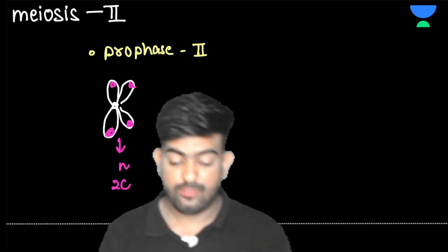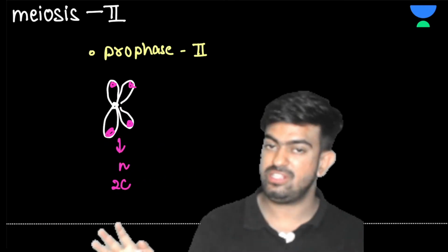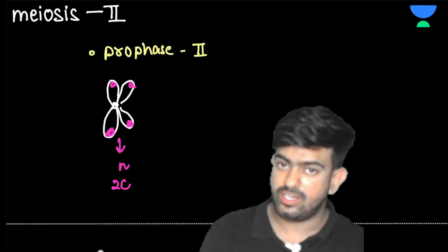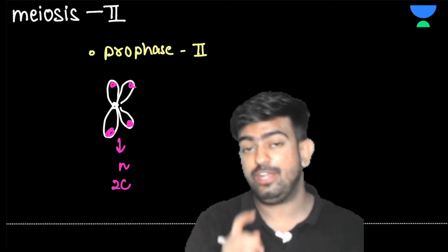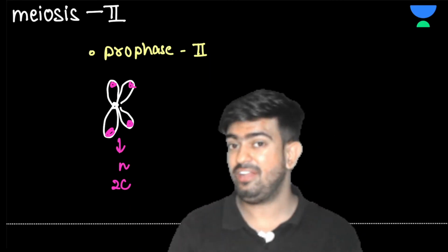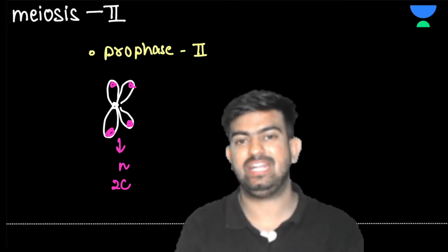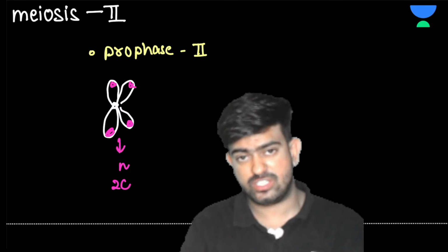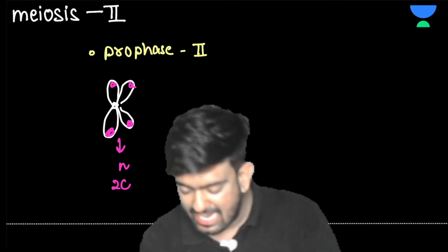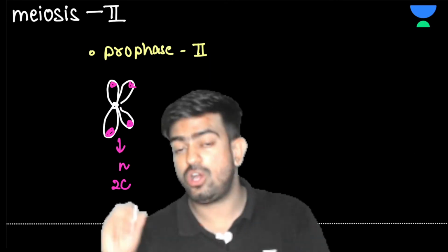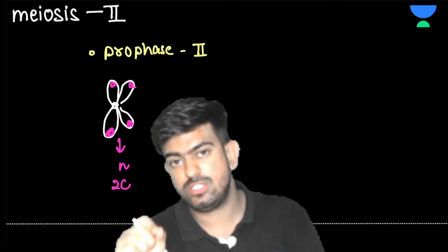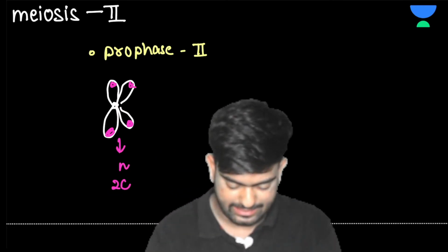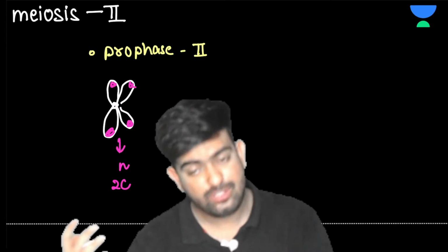Yes or no? If you don't understand about the 2C, 3C, 4C, 5C, 6C, whatever, go back to the video of mitosis 1. There we gave a lot of time in understanding this thing. So go back to that video after this class and watch that. So we have this 2C. So each of the cells entering the meiosis 2 will have 2C content. Okay. Now prophase 2 done.